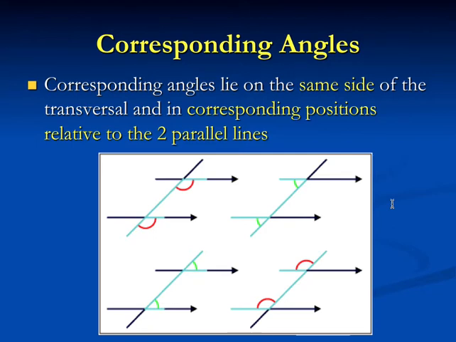Corresponding angles lie on the same side of the transversal and are in corresponding positions relative to the two parallel lines, or the two lines that are being intersected. You'll notice right here, these two red angles are going to be your corresponding angles. They're both located on the right side of the transversal, and they're both located underneath the line that's being intersected. Then here you have similar angles: these two green angles are corresponding. They're both on the left side, so they're on the same side, and they're in the same position relative to the two lines being intersected.